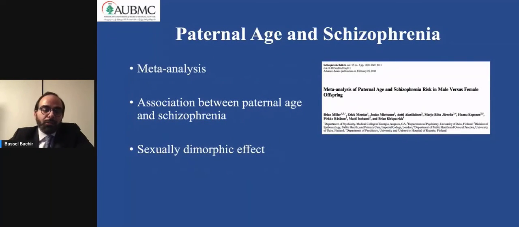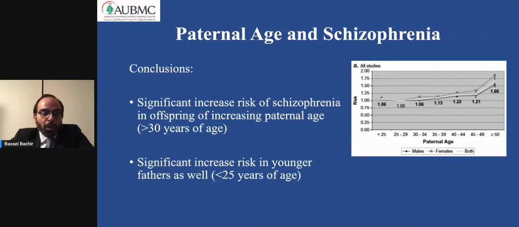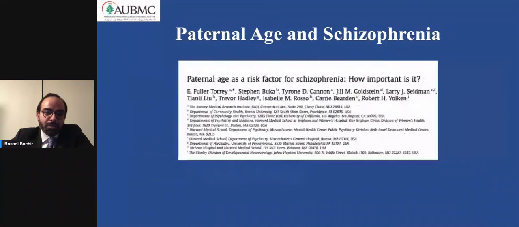Now, similarly to findings with autism, a large meta-analysis published by Miller and colleagues in 2010 again showed a significant association between paternal age and schizophrenia. And interestingly, in this meta-analysis, there was actually a sexually dimorphic effect, whereby there was a significant increased risk of schizophrenia in offspring of increasing paternal age, and this was particularly true above the age of 50, as well as a significant increased risk in younger fathers as well, under the age of 25. And this was after controlling for all factors as well.